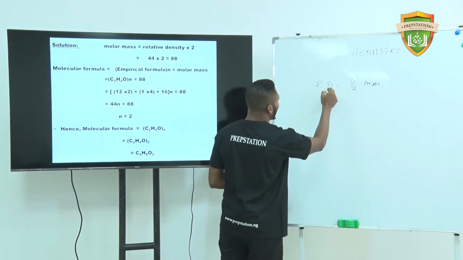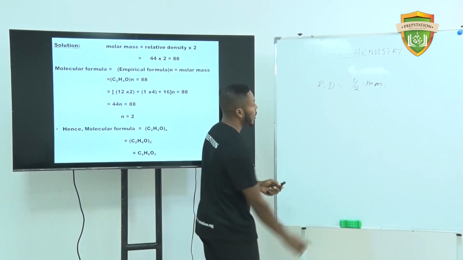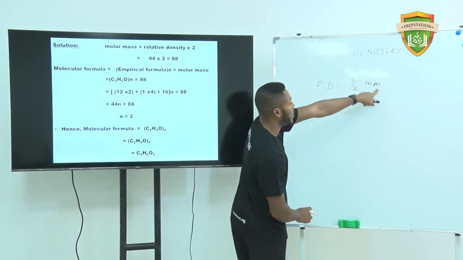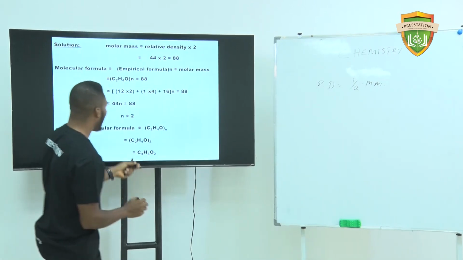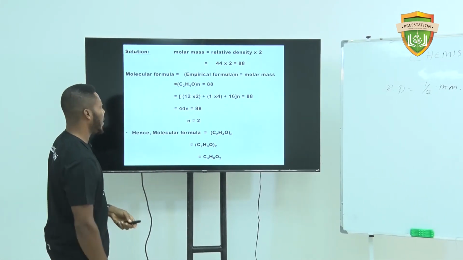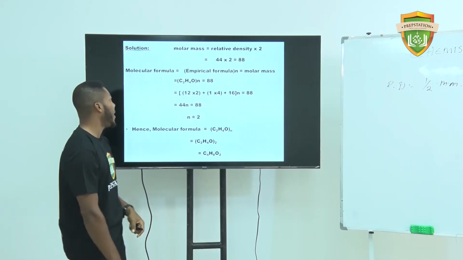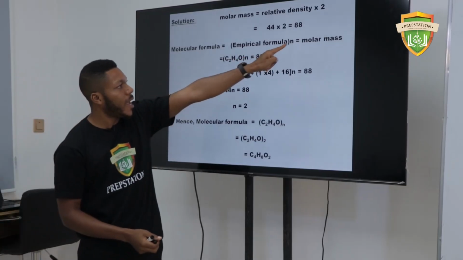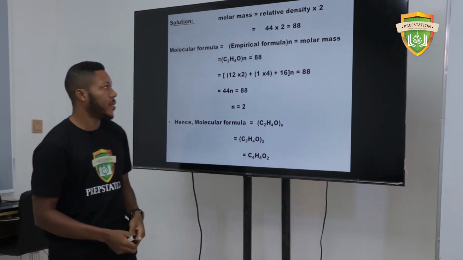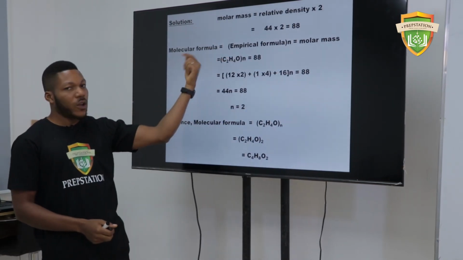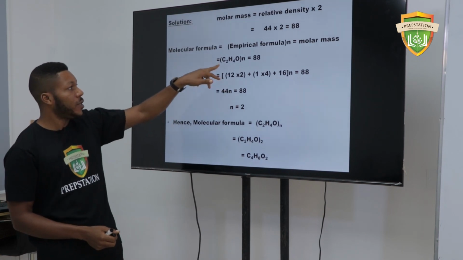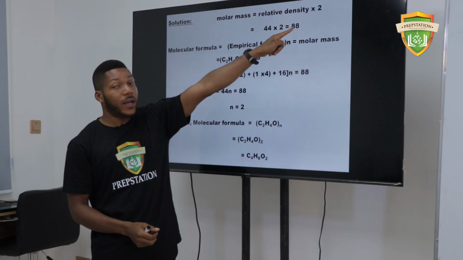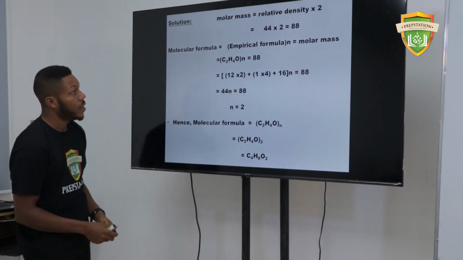So if you are looking for vapor density here, you have to cross multiply, this times 2 gives us the molar mass. If you don't do that, you will not get the actual answer. So 44 times 2 gives us 88. Now this is the molecular formula, (empirical formula)n equals the molar mass. So you lift the empirical formula from the question because it was given directly: (C2H4O)n equals 88, from the molar mass just derived.